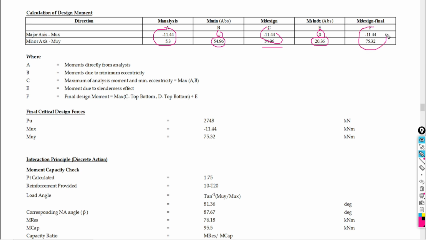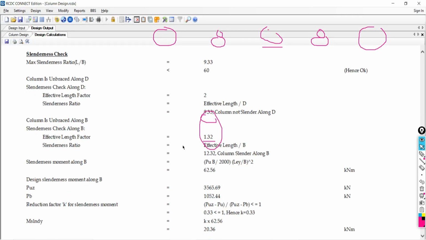So finally moment is going to become 1144.75. So it is 11.44, ignore the minus sign, and 75.32, 274.48. So exactly the same as we have calculated in our manual calculation.